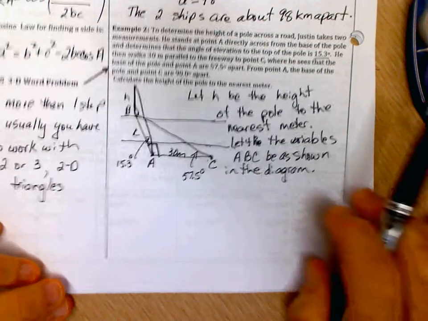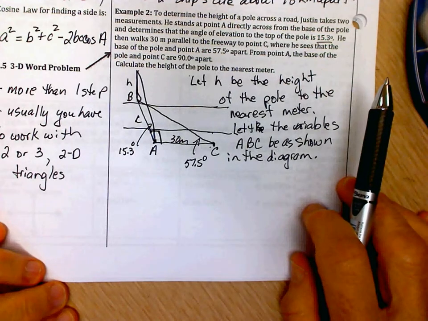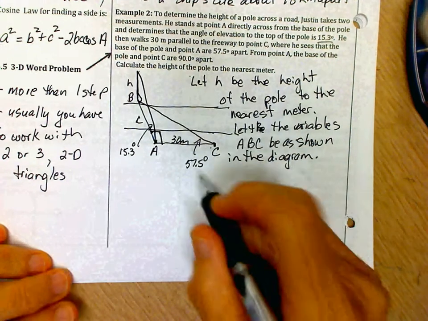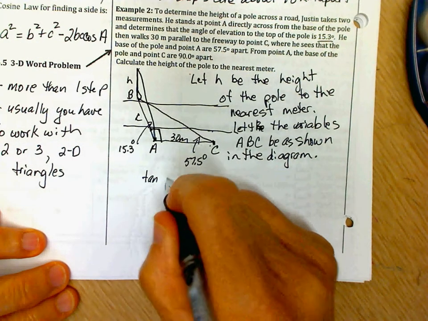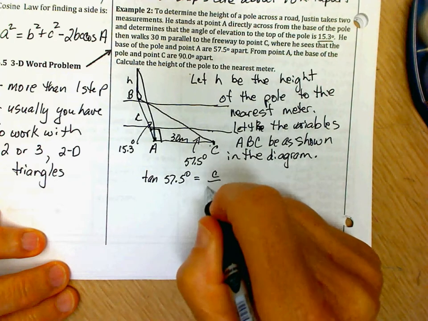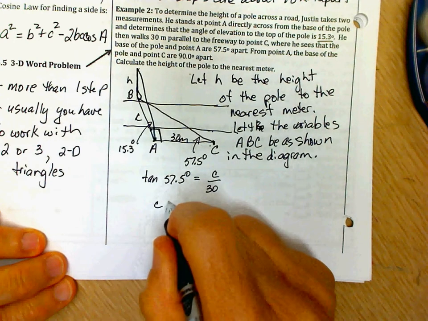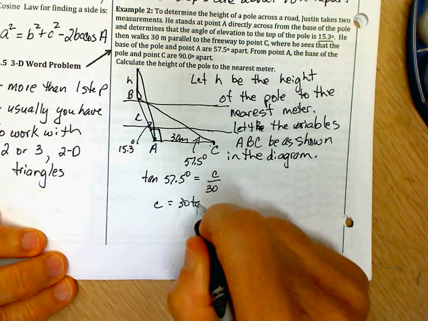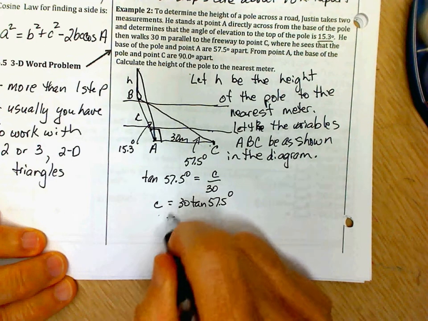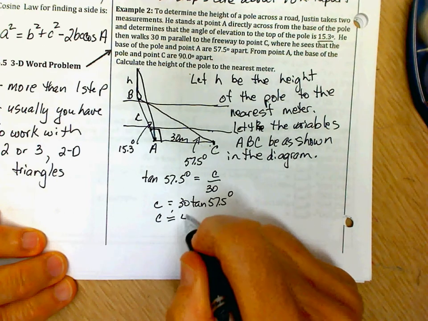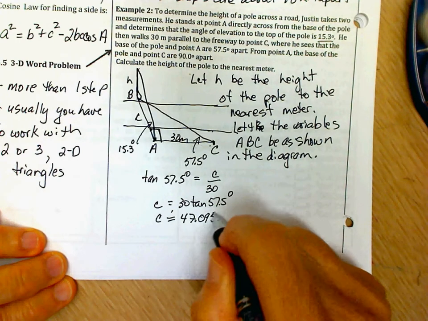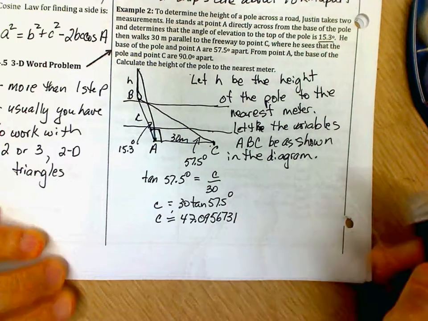Okay, so we know we'll use tan, opposite over adjacent, to find C. Tan of 57.5 degrees equals C over 30. So C equals 30 tan 57.5 degrees, and that is approximately equal to 47.0956731. Okay, now we know C.